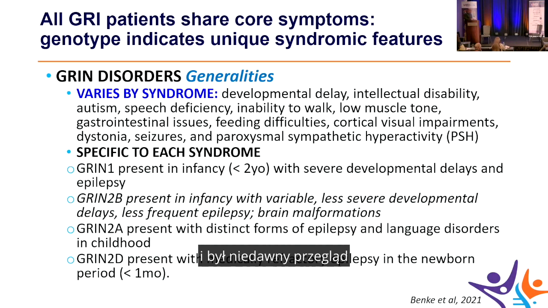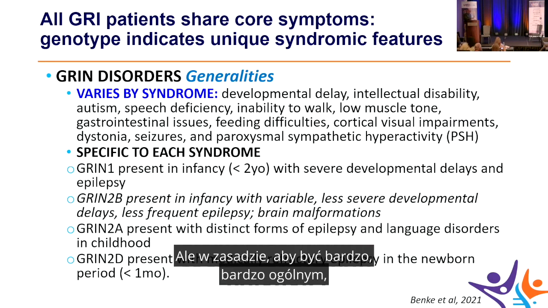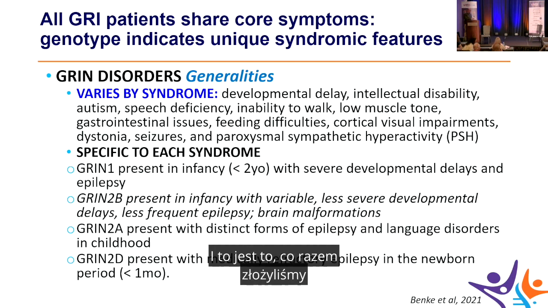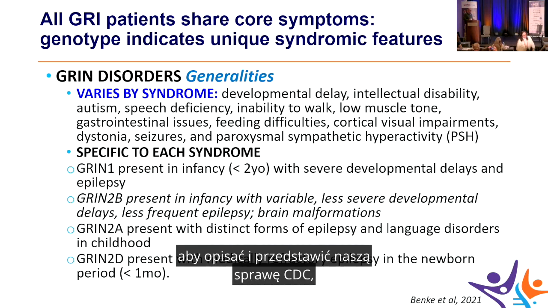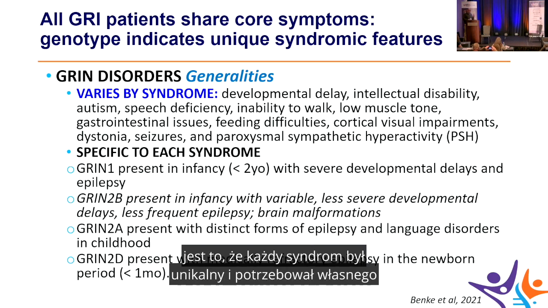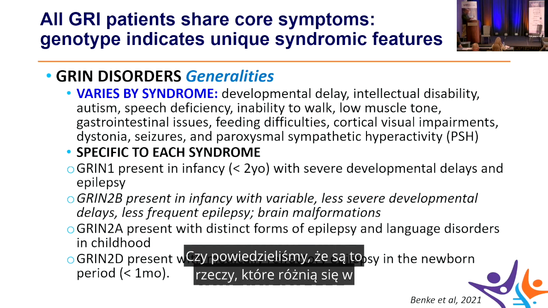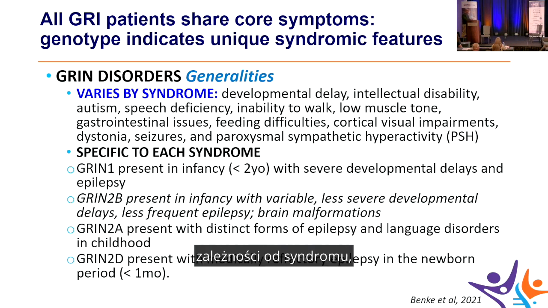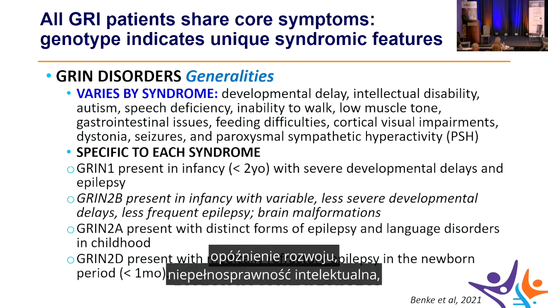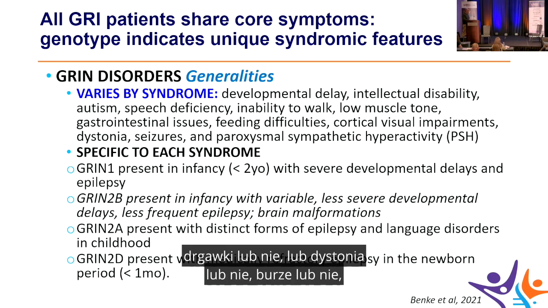And there was a recent review that went through the different syndromes. But to be very, very general, this is what we put together to describe and make our case to the CDC: each syndrome was unique and needed its own code. These are things that vary by the syndrome: developmental delay, intellectual disability, autism, speech issues, gross motor, fine motor, seizures or not, dystonia or not, storms or not, but there are specifics to each syndrome.